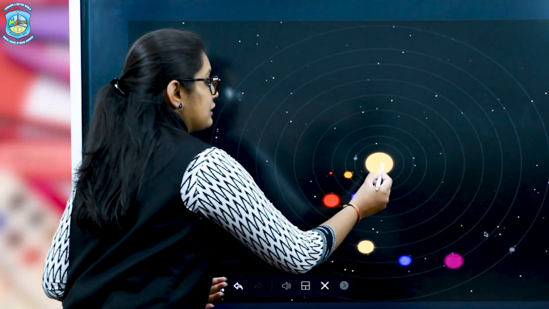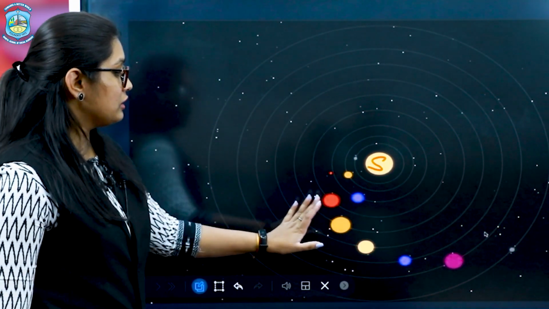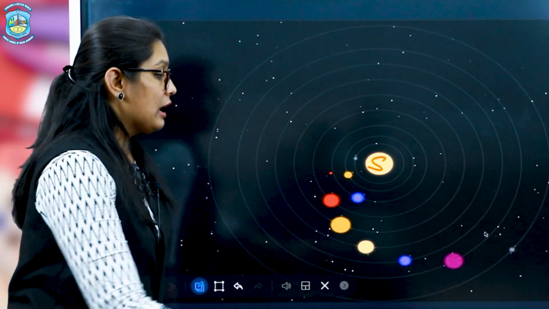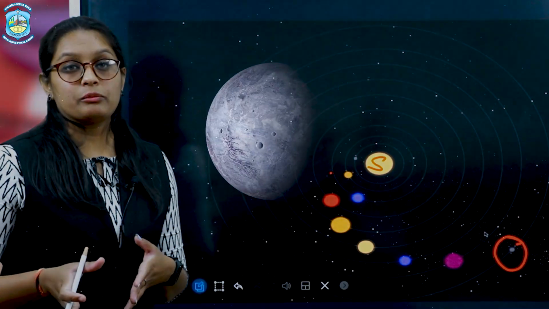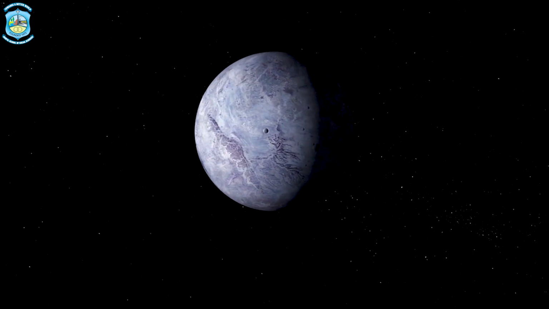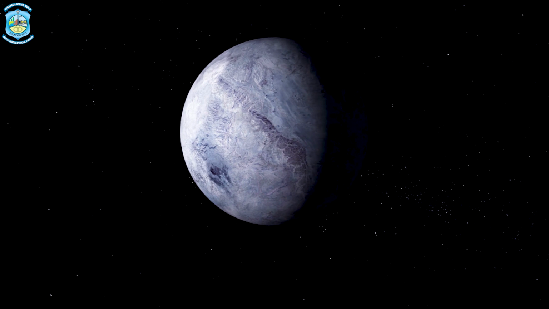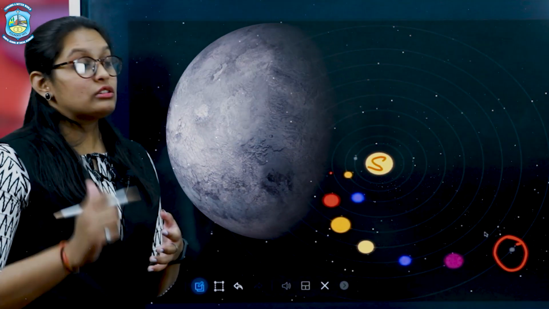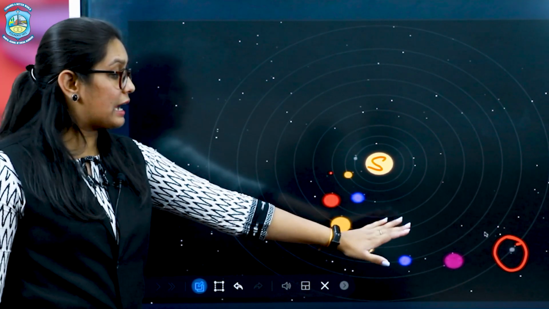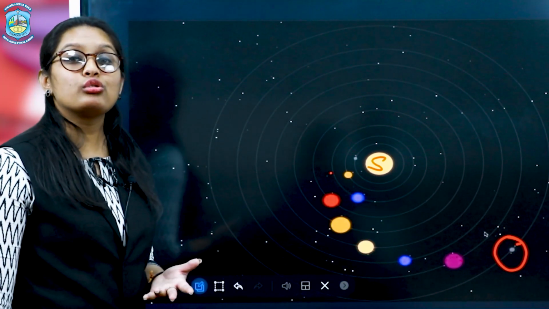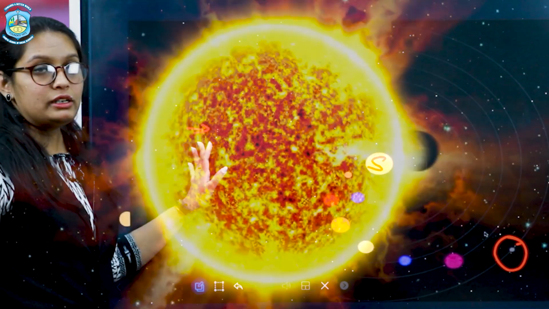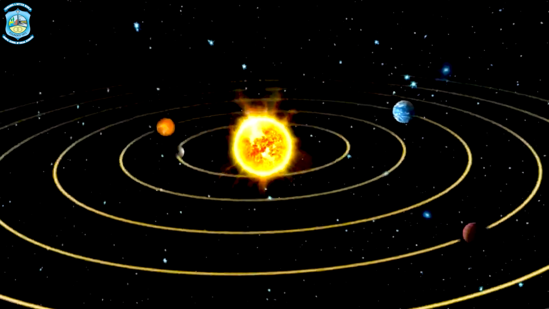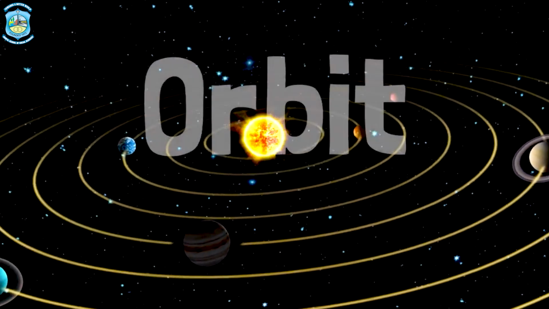In the solar system there are the Sun, Mercury, Venus, Earth, Mars, Jupiter, Saturn, Uranus, Neptune, and the last one known as Pluto. Pluto was removed from the planets because, after the meeting of the International Astronomical Union in August 2006, it was declared a celestial object. That is why it is out of the planets, and Pluto is also known as a dwarf planet. This white line is known as an orbit. Planets usually move in a fixed path, and this fixed path is known as an orbit.